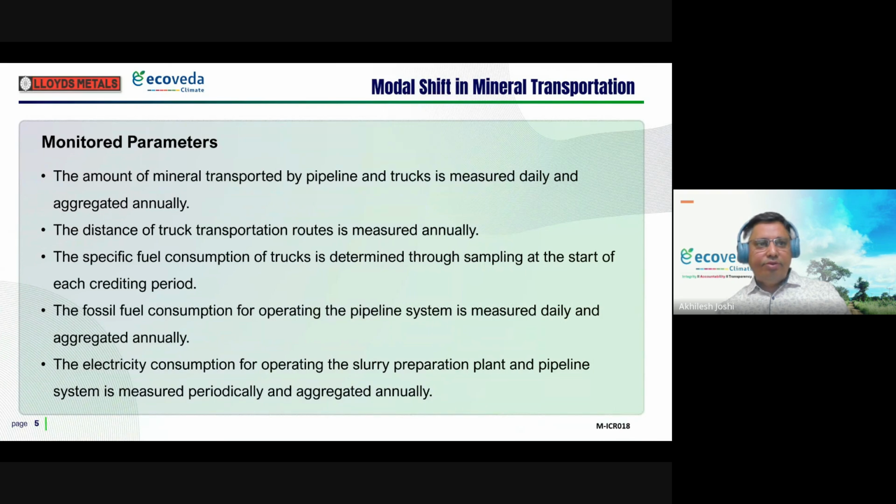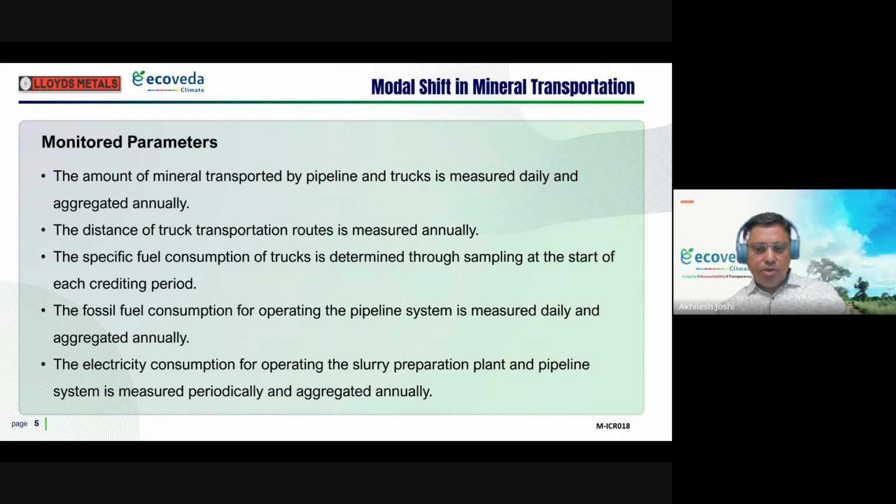There may be 4 or 5 kilometers of complementary route from the mines to the facility where the mineral is converted to slurry by mixing with water. So that is considered a complementary route. Those kinds of emissions will be accounted for in the project scenario if such a complementary route is there. To account for that, the distance of the truck transportation route is measured annually.